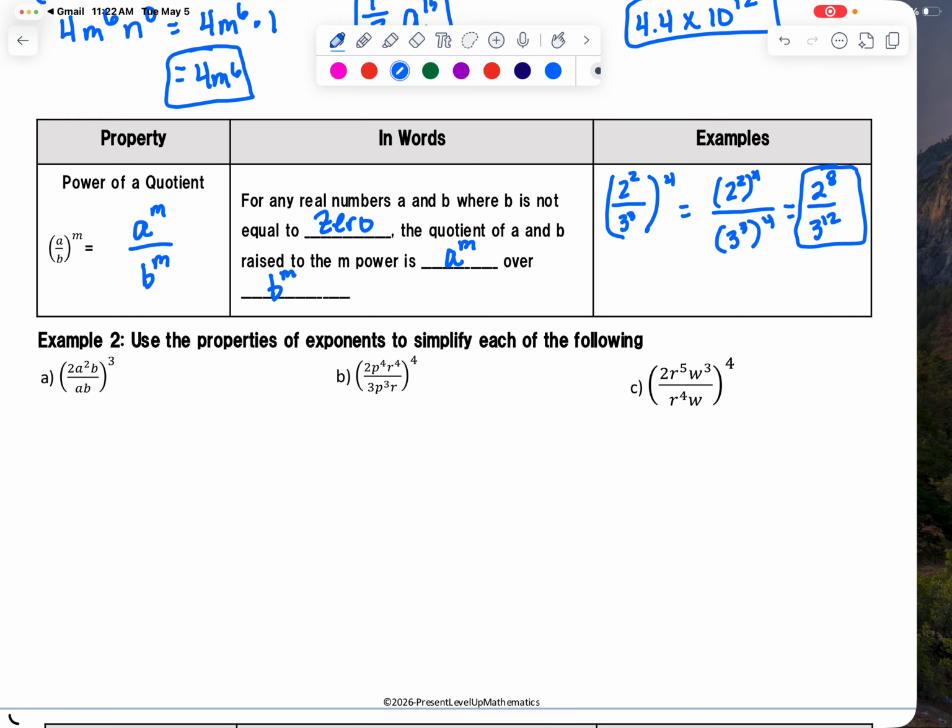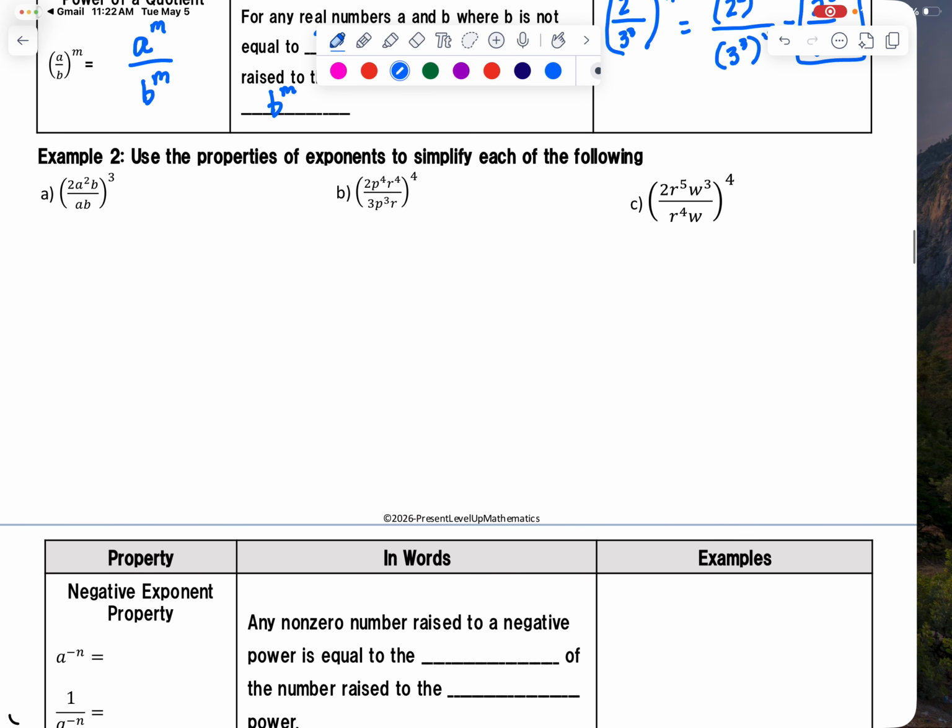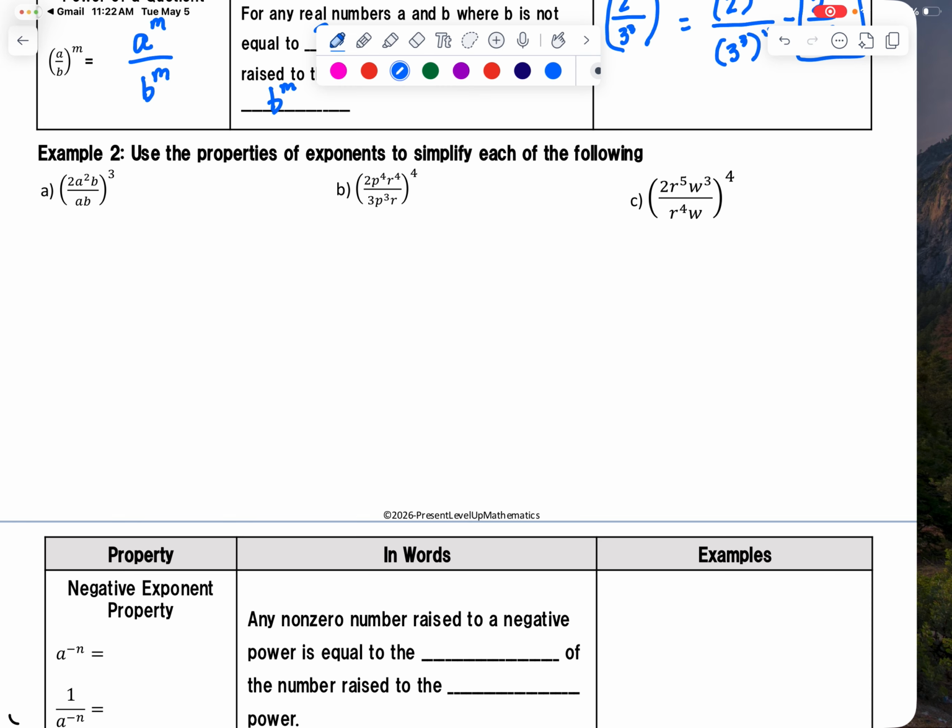All right, now let's apply this property to the following examples. Example 2. In problem A, we have 2a squared b divided by ab, and all of that is raised to the 3 power. So I'm going to raise everything in the numerator to the 3rd power and everything in the denominator to the 3rd power. So this would be 2 to the 3rd power times a squared raised to the 3rd power times b raised to the 3rd power. And on the bottom, we'll take a and raise it to the 3rd power, and b raised to the 3rd power. Now let's simplify this a little bit.